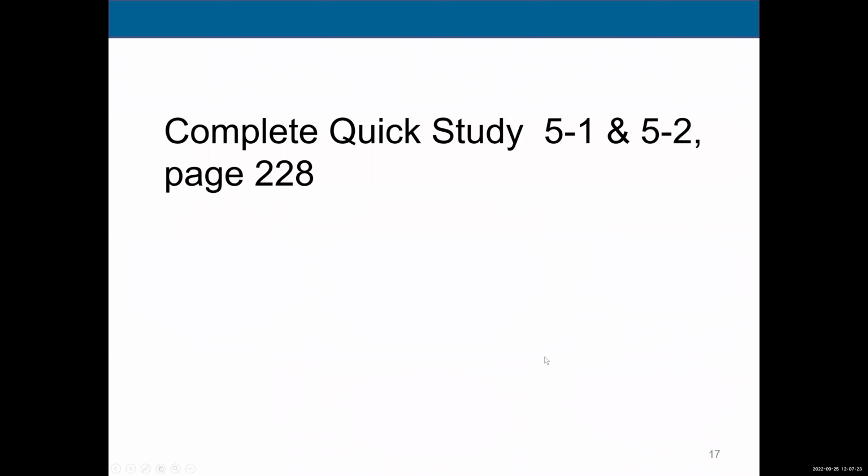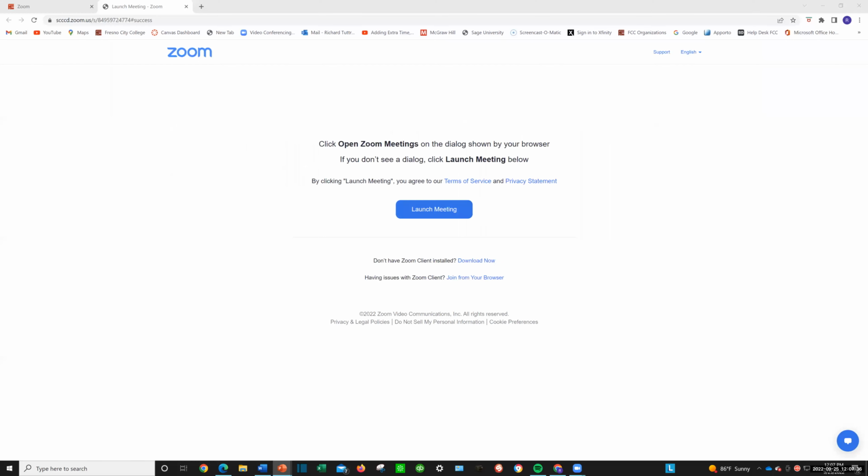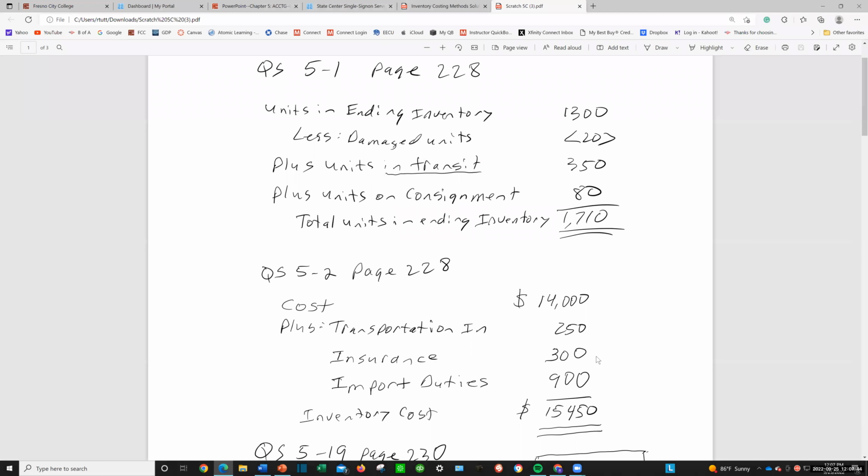Okay, let's try a quick study 5-1 and 5-2 on page 228. So let me end the show. Actually, I didn't even have to end the show. I think I did it this way, but anyway, we'll be fine. So if I do this, there we go. Okay, quick study 5-1, page 228.